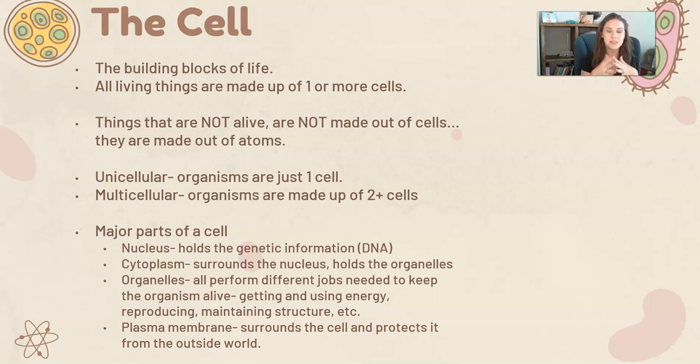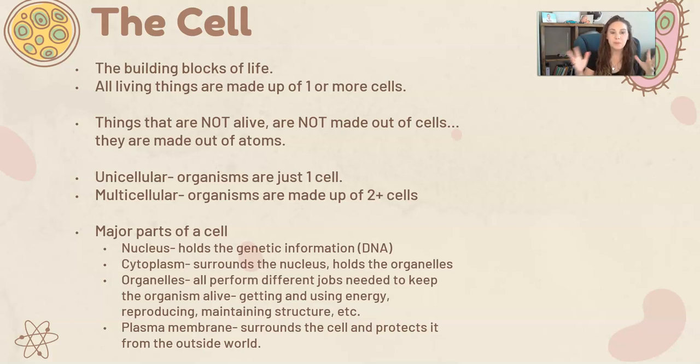And then we've got multicellular organisms. These are organisms that are made up of two or more cells. Think us. We've got a lot of different types of cells in our bodies. Plants, animals, fungi, protista, these are all multicellular organisms.